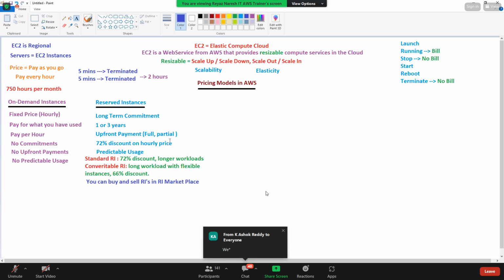Guys, how many types of reserve instances are there? 2 types. What are those? Standard RI and convertible RI. Standard RI meaning the normal one. Convertible meaning, let's say now you are using only 4 GB RAM and you reserve it for 1 year. Later you got a requirement that 4 GB is not sufficient. You are increasing it to 8 GB. If you want to increase the capacity from 4 GB to 8 GB, 8 to 16 based on the load, then if you use this convertible reserve instance, you can convert from 4 GB to 8 GB. So if you have that kind of requirement, then go with the convertible RI. Otherwise, go with the standard. Clear?